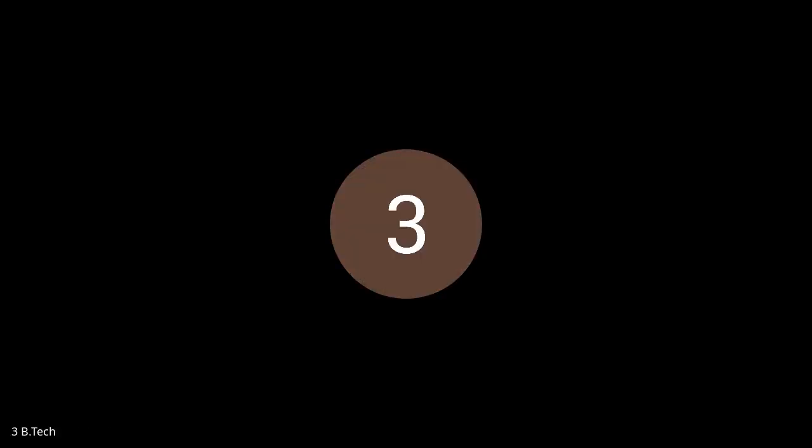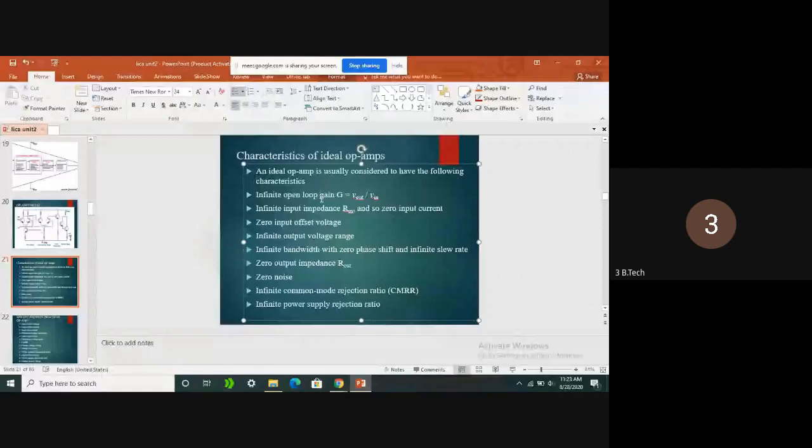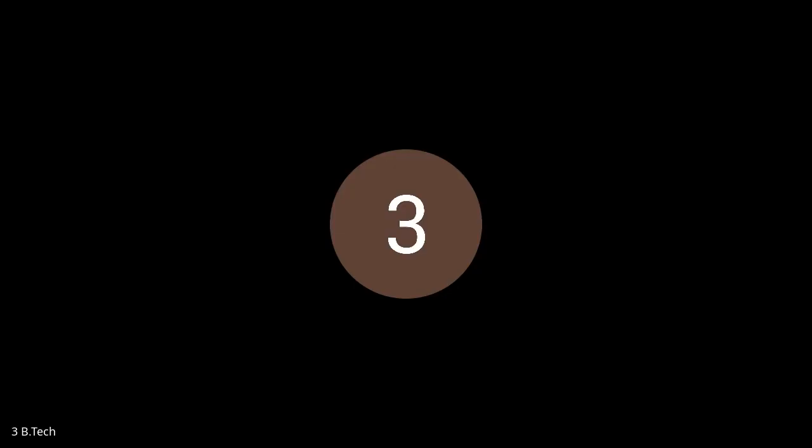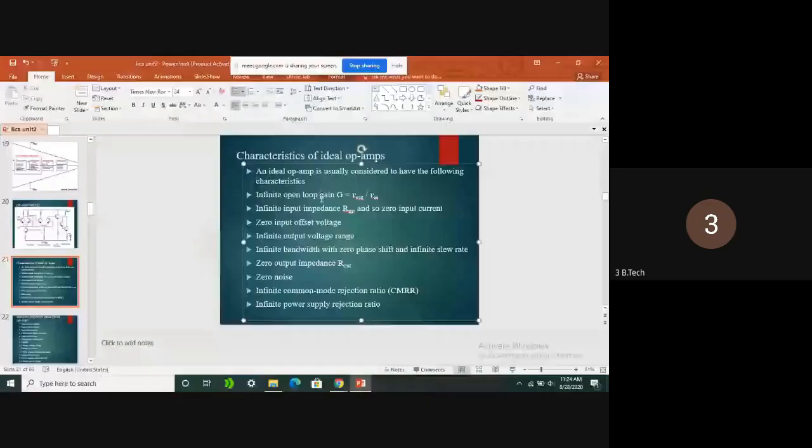Yes, sir. These are the ideal characteristics, the theoretical characteristics, but practically it is not possible to get infinite gain. The sense is that the gain will be very high while we operate the operational amplifier in open loop mode. That means the input should be very small, near 0, which is possible when the input impedance is very high.